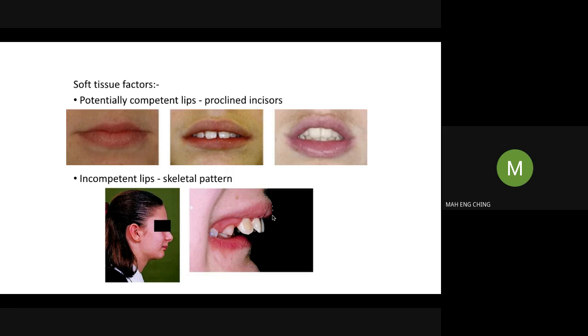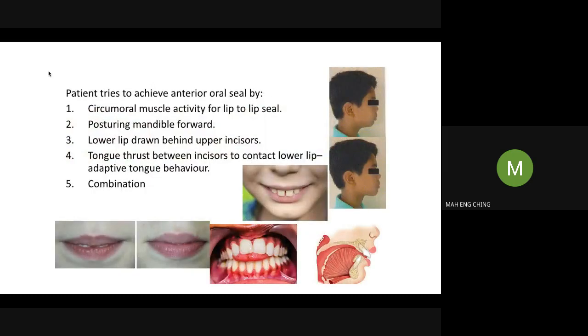But when you come to clinic and you're doing the clinical examination, I think you just have to say the patient has competent lips or incompetent lips, as simple as that. If they can bring the lips together when they rest, then consider competent. If they're unable to do that, then consider incompetent lips. The patient tries to achieve anterior oral seal because it is very important for certain pronunciations.